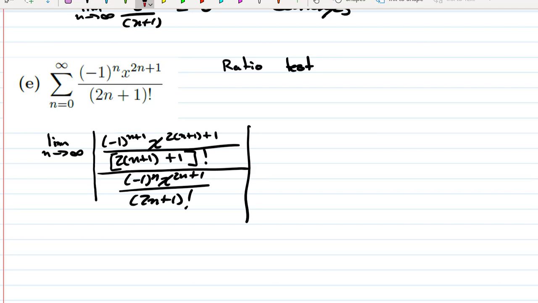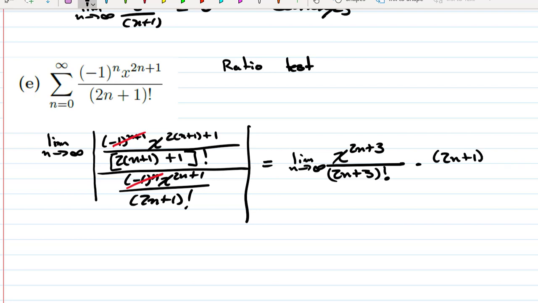So once again, the absolute values of a power of -1 are just going to be 1. And let's start by multiplying by the reciprocal and cleaning up some of our stuff. So 2 times (n plus 1) plus 1 is 2n plus 2 plus 1. So that's going to be x to the 2n plus 3 over (2n plus 3) factorial, times our (2n plus 1) factorial all over x to the 2n plus 1.